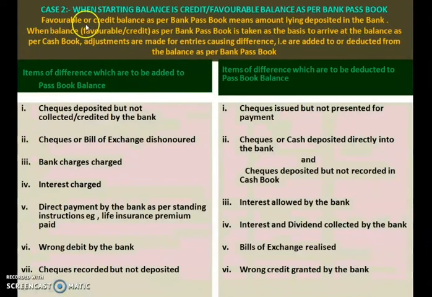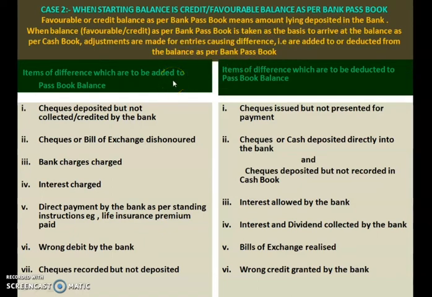Now see children, the second case, when the starting balance is credit or favorable balance as per bank passbook. So favorable balance or credit balance as per passbook means what? In your bank account, there is an amount deposited. So when the balance that is favorable or credit as per passbook is taken as the base to arrive at the balance as per cash book, adjustments are made for entries causing difference, and here also you have to add and subtract some items.